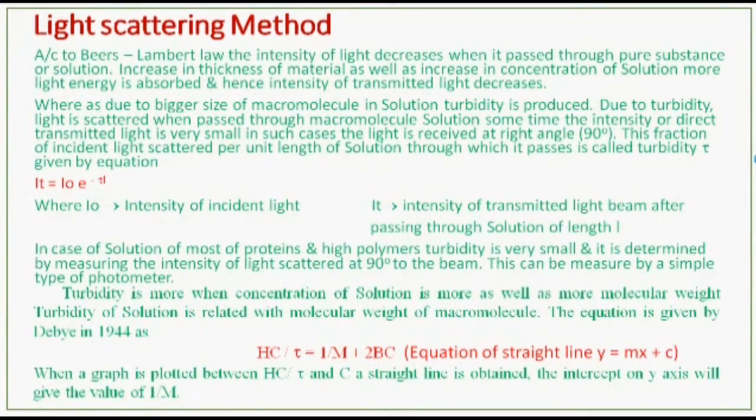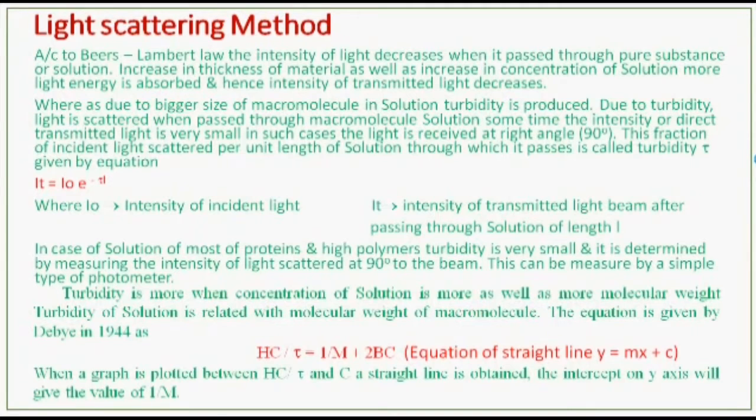As you know, according to Beer-Lambert's law, the intensity of light decreases when it passes through pure substance or solution. With increase in thickness of material as well as increase in concentration of solution, more light energy is absorbed and hence intensity of transmitted light decreases. Whereas due to bigger size of macromolecule in solution, turbidity is produced. Due to turbidity, light is scattered when passed through macromolecule solution.